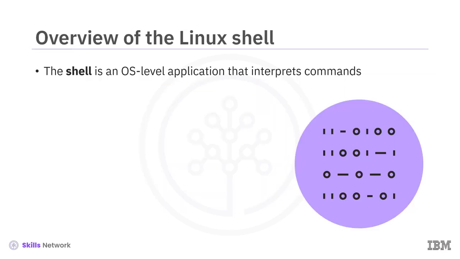The Linux shell is an OS-level application that interprets commands. In early versions of Unix and Linux, the shell was the only way to interact with the operating system. Today, you can also use graphical user interfaces, but the shell remains a popular and flexible choice and an easy way to run script files.